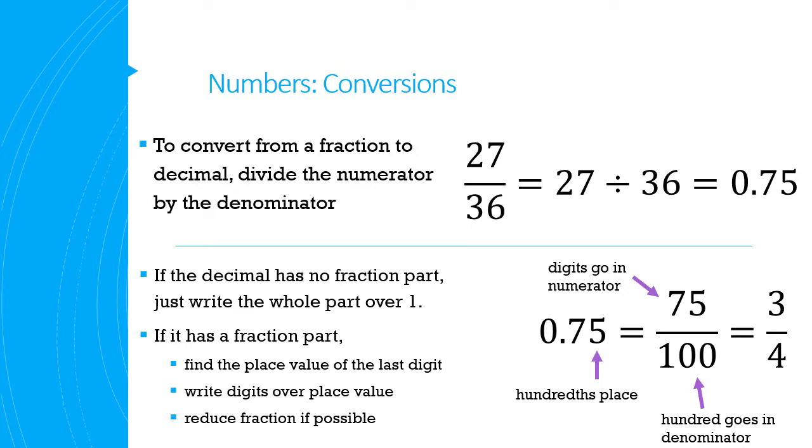So to convert from a decimal to a fraction, you'll look at the last digit in the decimal and look at its place value. In this case, the last digit is this 5 here, and it's in the hundredths place. So we take the digits of the decimal number and put the place value in the denominator, and that becomes our fraction. In this case, both 75 and 100 have a common factor of 25, so we reduce the fraction to lowest terms. It turns out to be 3/4.